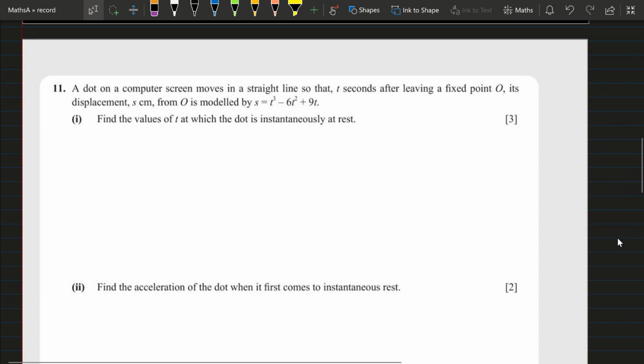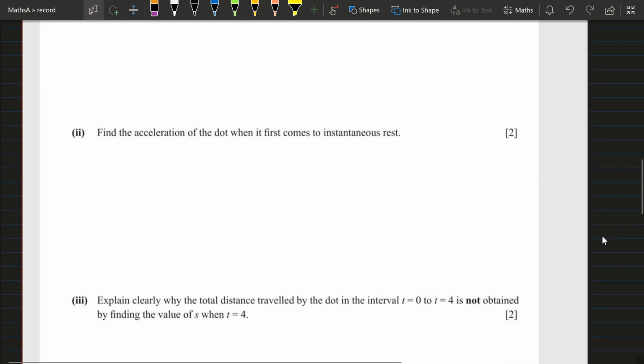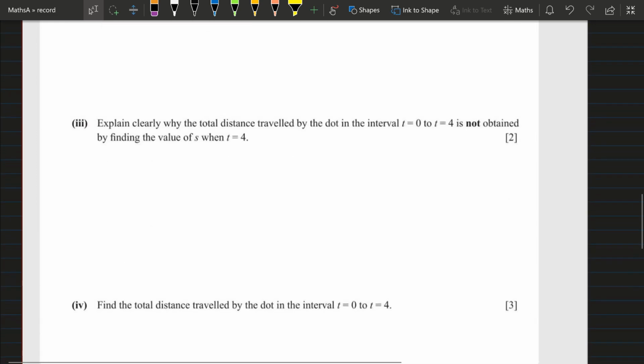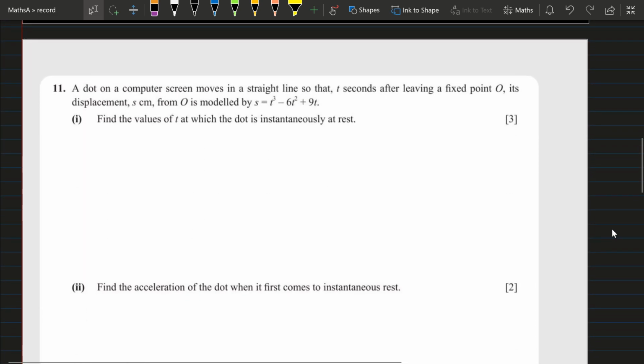Okay, so if you have done a bit of revision or a bit of reading up, this kinematics question is from November 2019, and this is paper 1, I believe. So question 11, it's about a simple polynomial. First off, this dot is moving in a straight line, and it just left O, so the displacement is this equation, the standard equation. As always in kinematics, if you see something instantaneously at rest, it means the velocity is equal to 0.